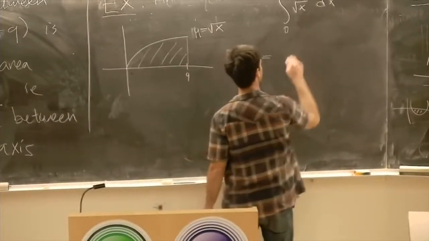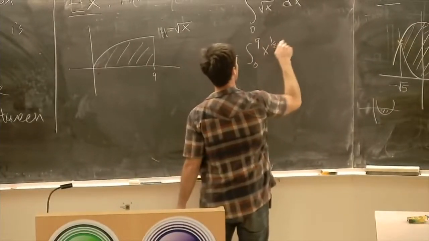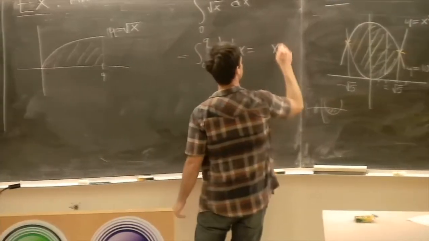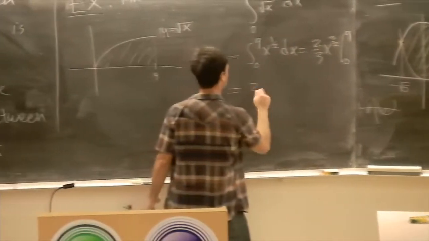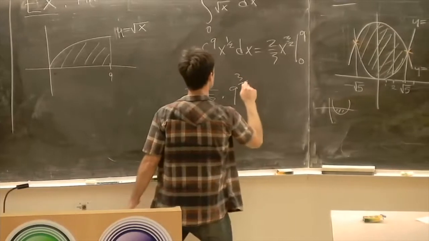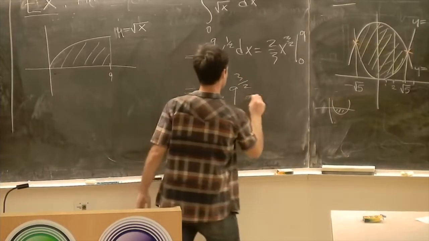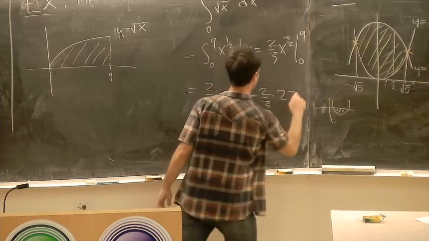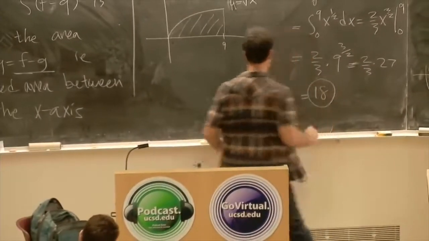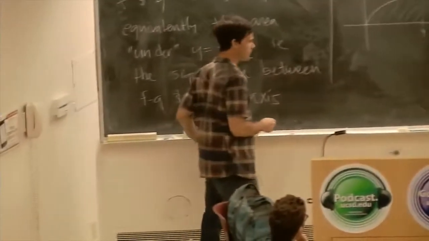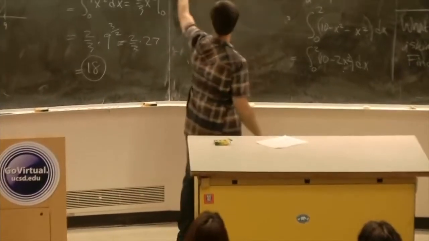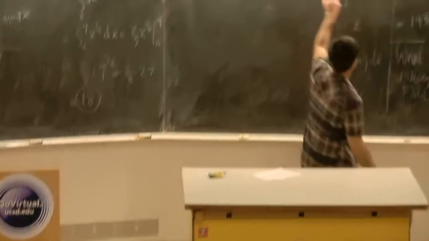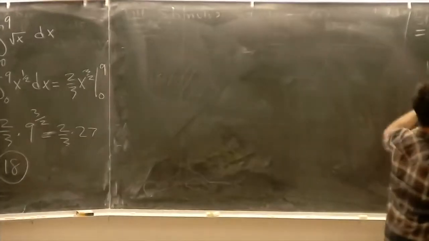That is the integral from 0 to 9 of x to the 1/2 dx, which is x to the 3/2 times 2/3 from 0 to 9. That's 2/3 times 9 to the 3/2, which is 2/3 times 27, which is 18. Not so bad. But I'm going to show you another way we could do that. Even though this problem wasn't so bad, the technique that I'm about to show you will be very useful on some harder problems.